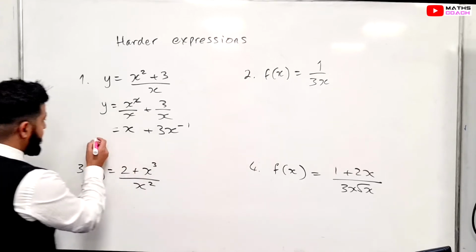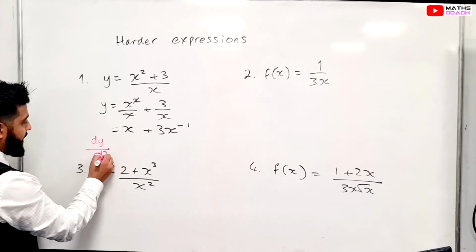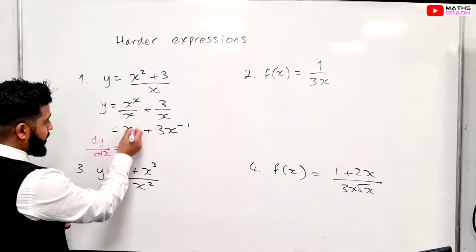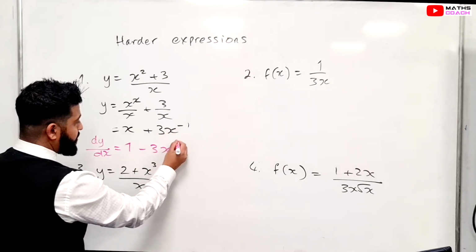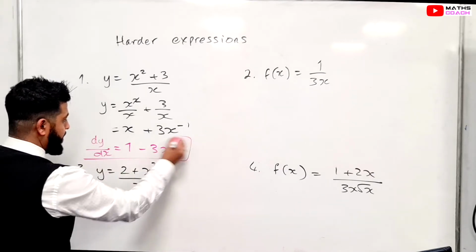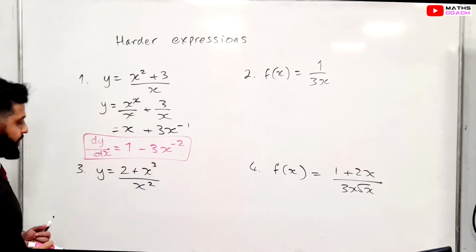So dy over dx will be, you get what here? 1 minus 3x to the minus 2. And that is the differentiation of that.